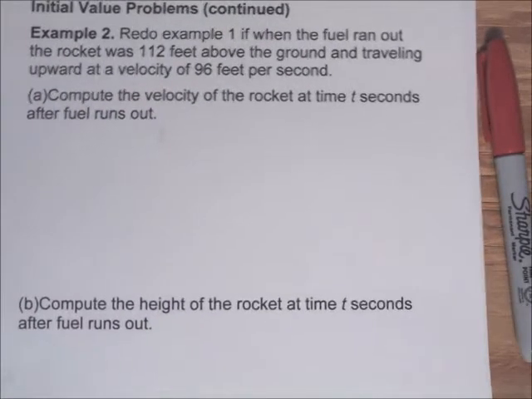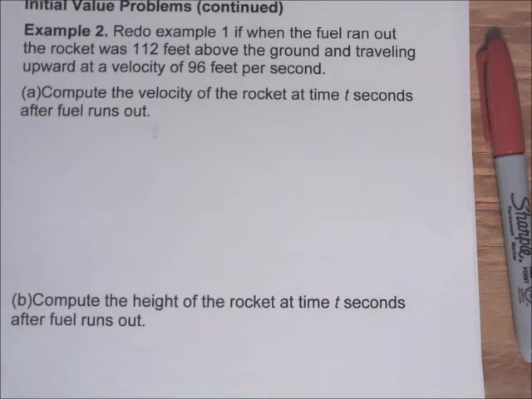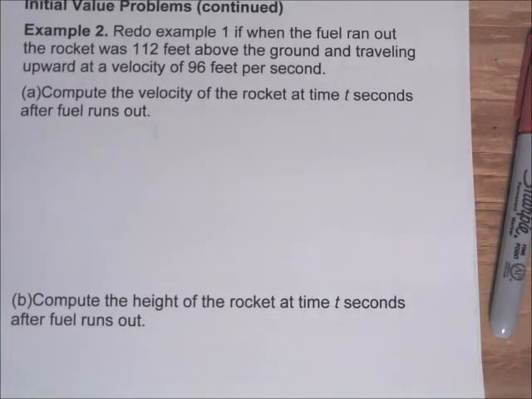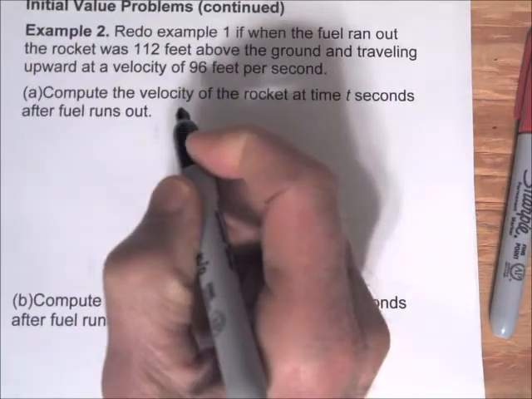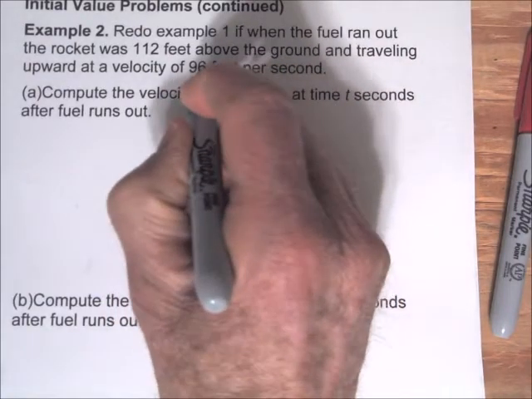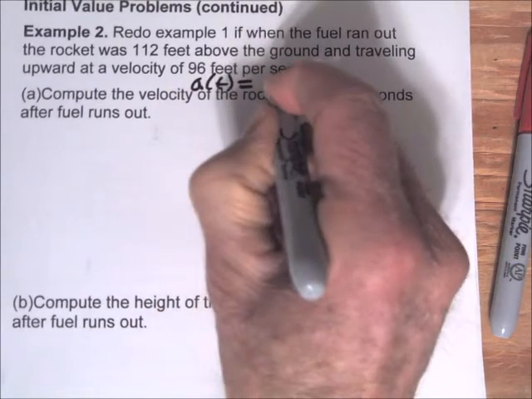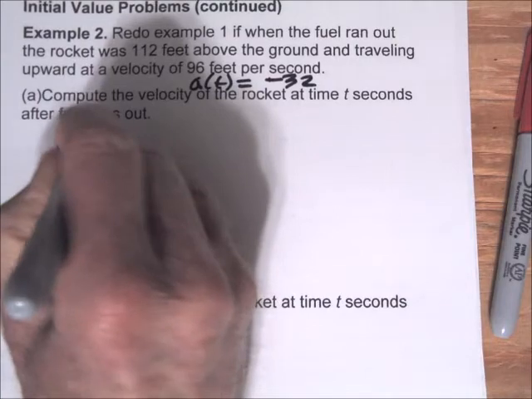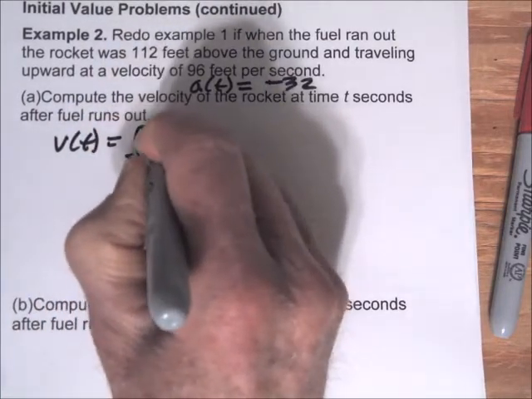Okay. So here's basically the same problem, but we just changed the numbers a little bit. So in this case, the fuel ran out when the rocket was 112 feet above the ground and traveling upward at a velocity of 96 feet per second. We want the velocity at time t seconds after the fuel runs out. Okay, so the acceleration is still the same. The acceleration due to gravity, a of t, is negative 32 feet per second squared, and v of t is going to be an antiderivative of the acceleration.